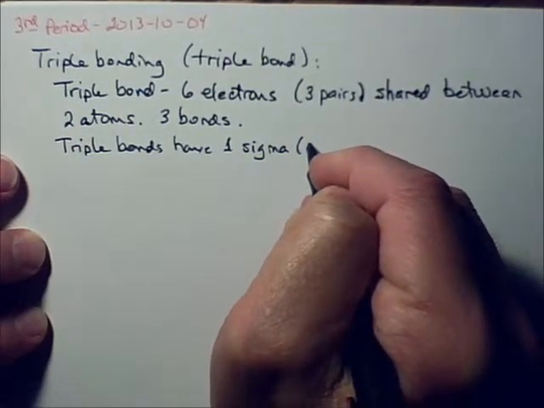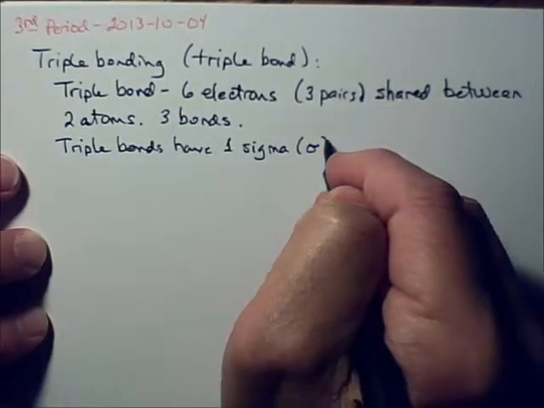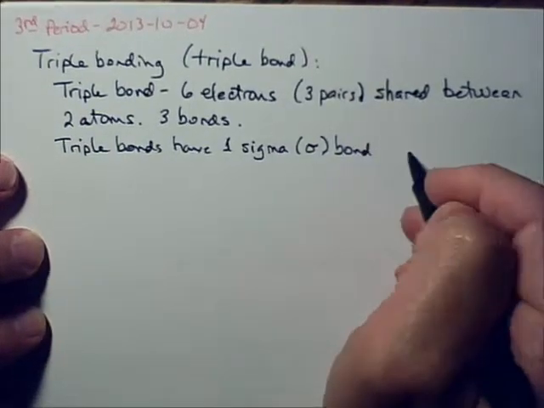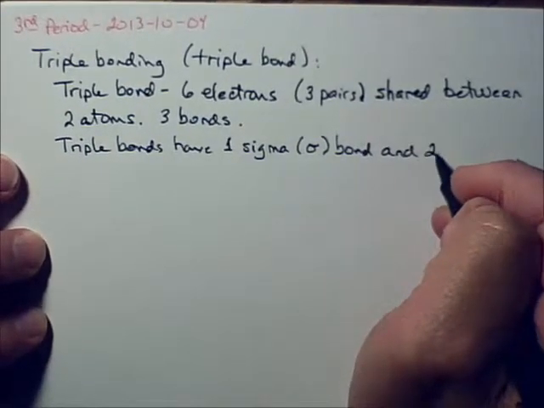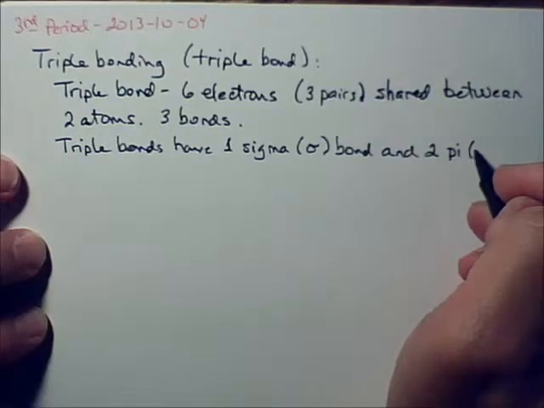Sigma, remember, is that 0 or O with a swish on it. Sigma bond. And 2 pi bonds. And pi, you know pi.